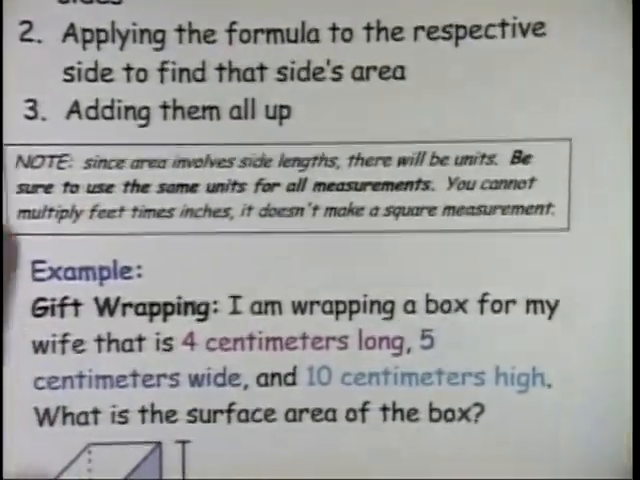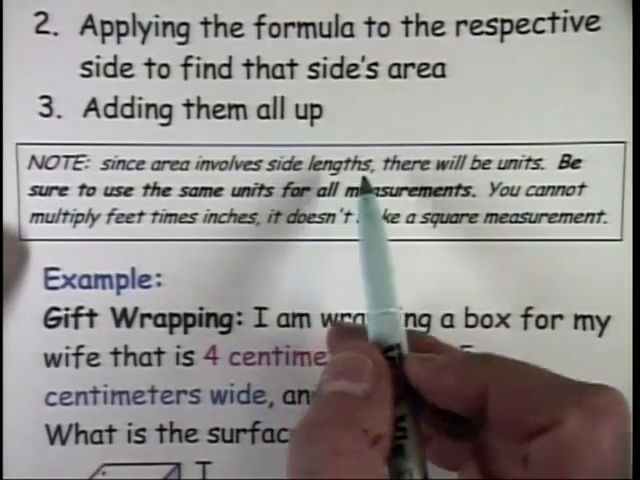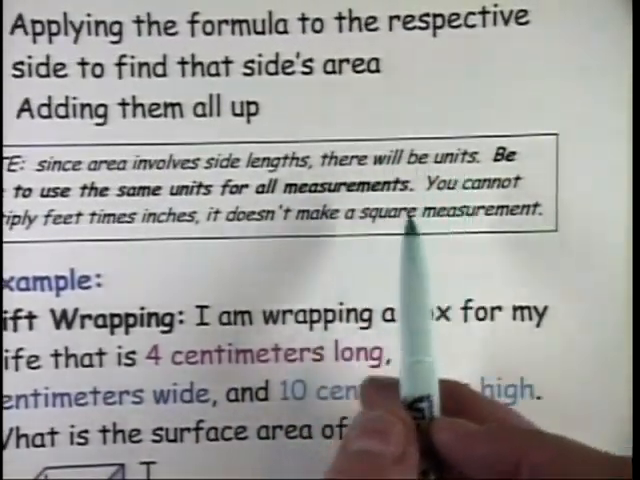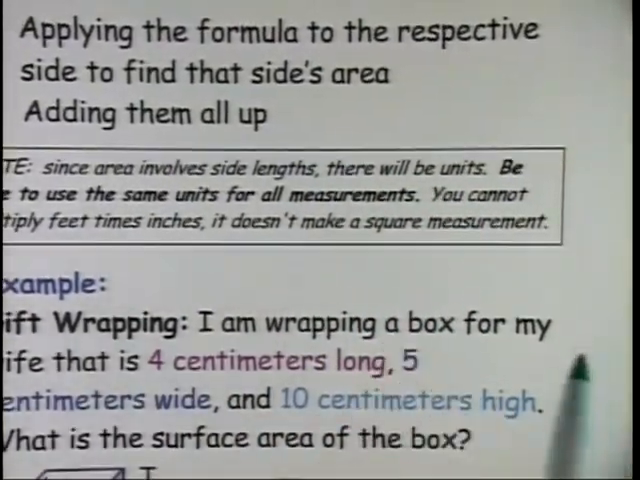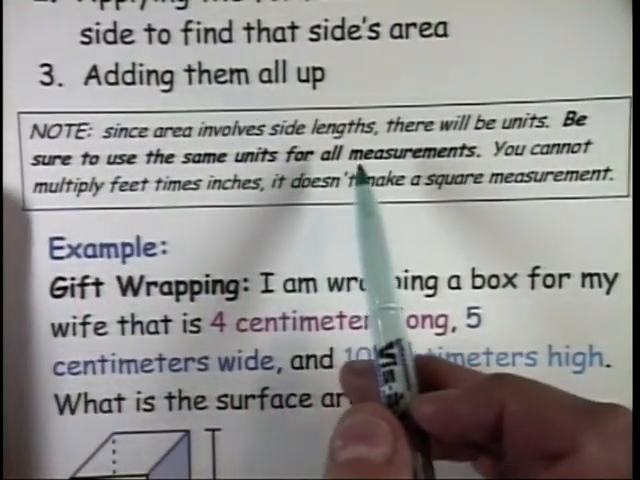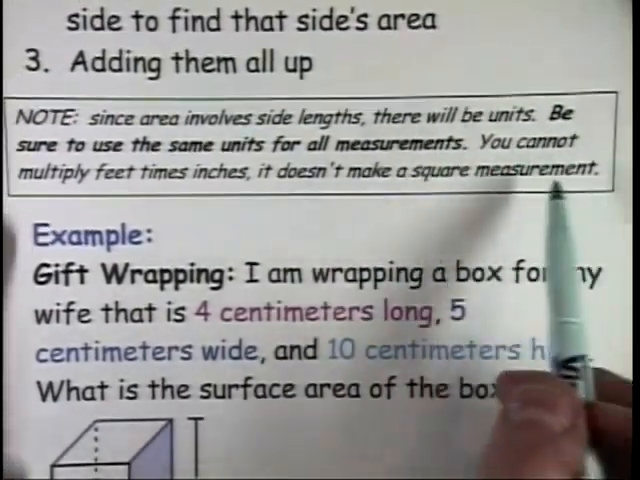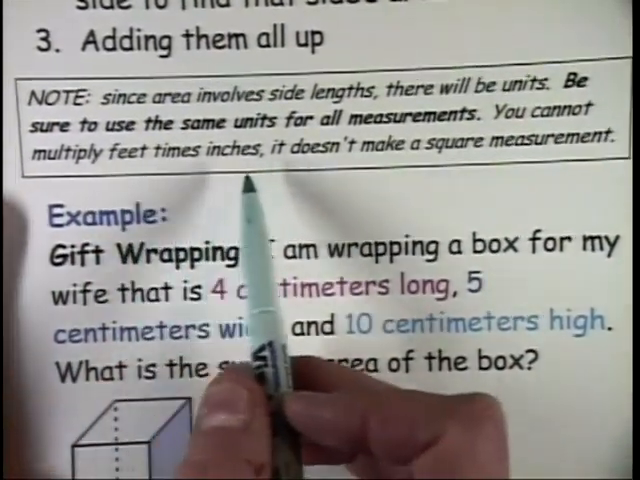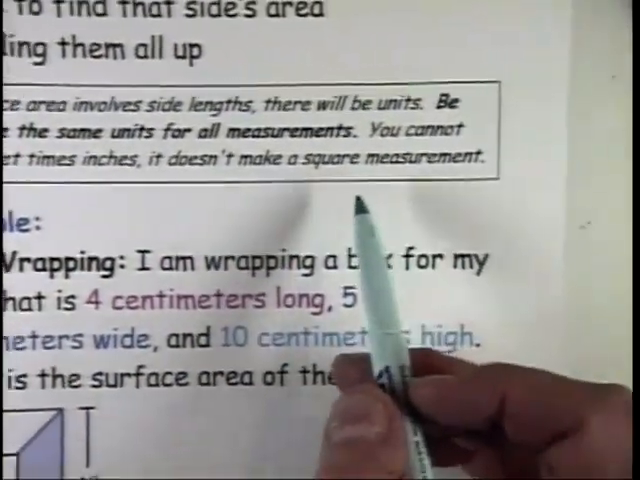Now here's an important note. Since area does involve side lengths, there will be units. Okay? Problems that have units, the units need to be there in the end in your final answer. Also, be sure that the same units are there for all your measurements. For instance, you cannot multiply feet times inches. It doesn't make a square measurement.